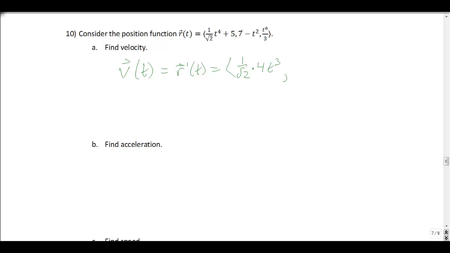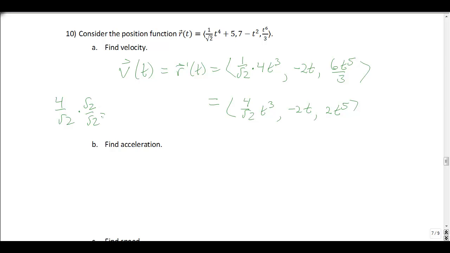Derivative of 5 is 0. Derivative of 7 is 0. We get a negative 2t as the derivative of negative t squared. And then we get a 6t to the 5th over 3. It's the derivative of t to the 6th over 3. Probably clean this up a little bit. About 4 over the square root of 2 t cubed, negative 2t. 6 and 3 cancel to give a 2t to the 5th. And then I might rationalize this 4 over square root of 2.